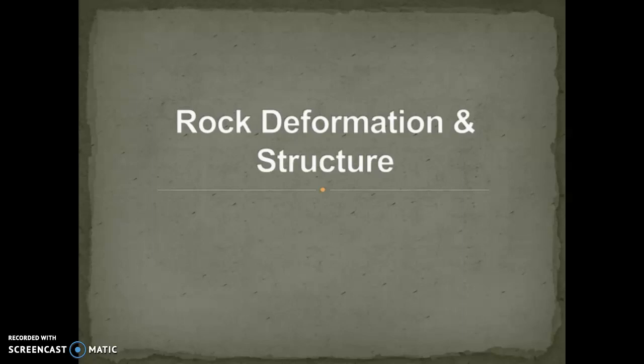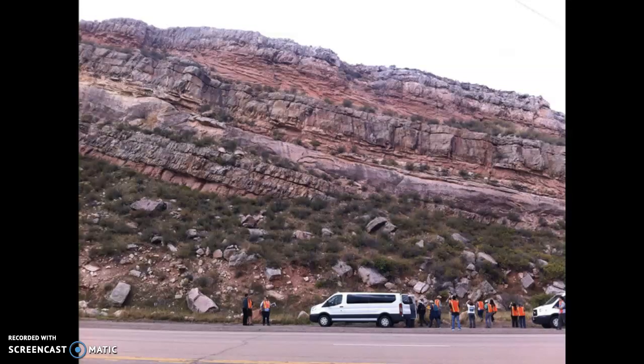This week we will be looking at rock deformation and structure. So you may have seen something like this as you were outside driving down the road. You'll notice these rock layers, these are sedimentary rock layers, and they are tilted to the right hand side of the photo.